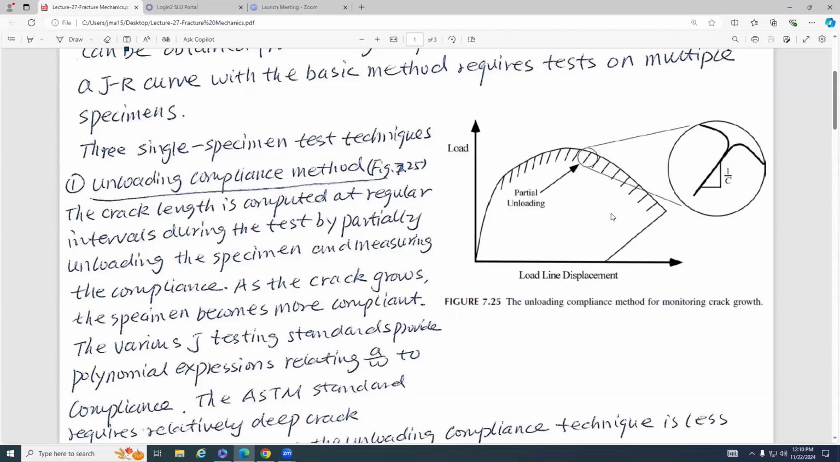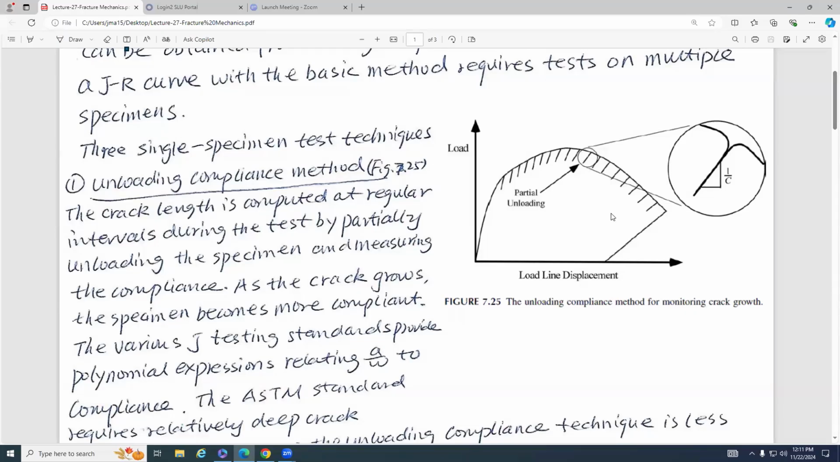Partially unloading. So this short line is partially unloading, and then you can see this line has a slope, and then we just load back. We load, go further, and we will do it again: unloading, partially unloading, and we will see that. So this slope and this slope are different. Okay, why are they different? Because the crack grows, right?